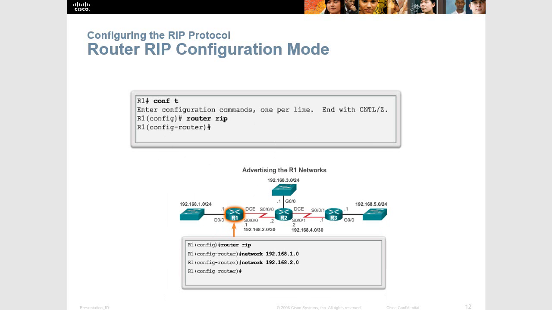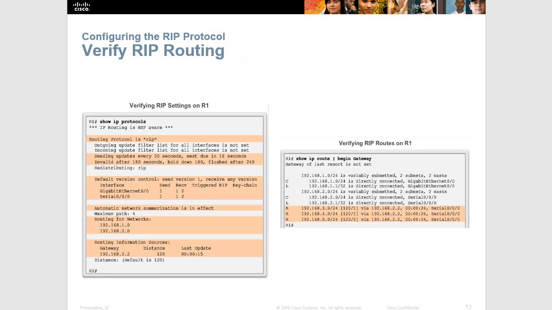So that's what you have here. You're going to verify RIP. You've got show ip protocols, and you'll see that the routing protocol is RIP, and you've got some other information that will show up down here. And if you do your show ip route, you can see your RIP entries in the show ip route as well.